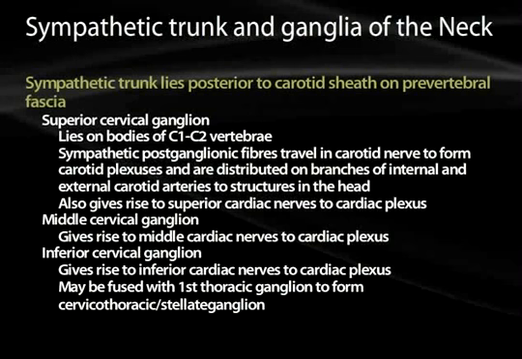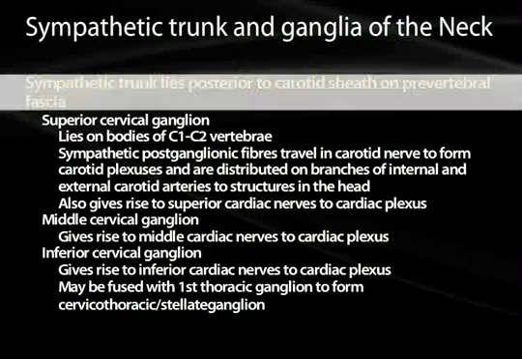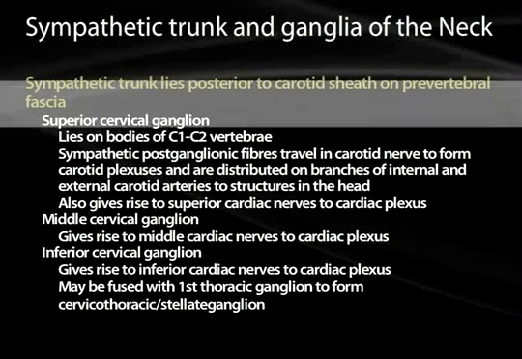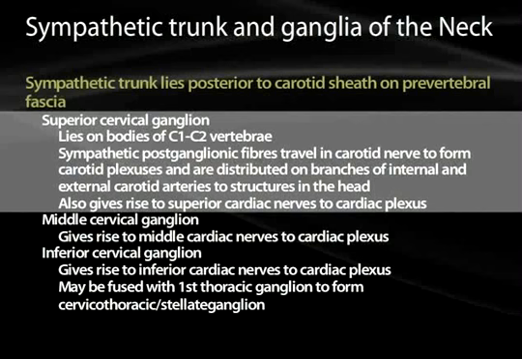So what's happening with the sympathetic trunk and ganglia of the neck? They lie posterior to the carotid sheath on the prevertebral fascia and not in the carotid sheath itself like the vagus nerve. They have a superior cervical ganglia, and those are going to run from C1 through C2 or even C3 vertebrae. Then they're going to travel into the cranial vault, largely on vessels via the carotid nerves, and that's going to form a carotid plexus, which will distribute all over the vessels of the brain.